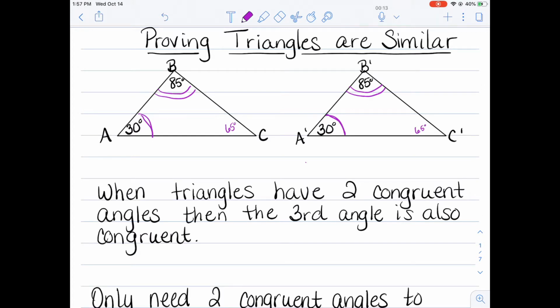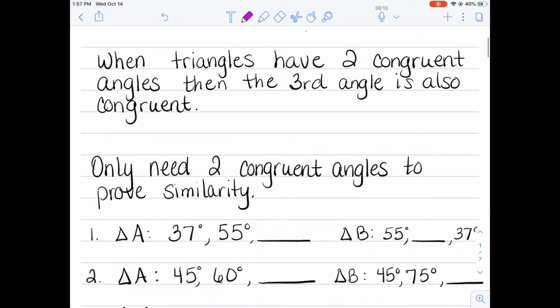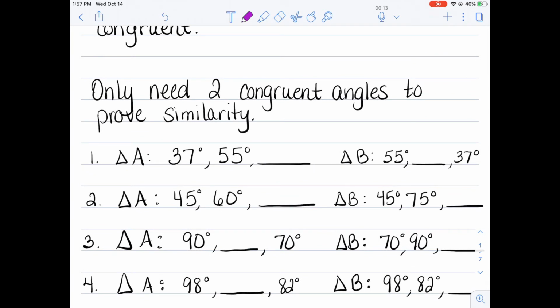So just looking at angles can help us prove whether triangles are similar. So we only need two congruent angles to prove similarity. So let's look at some examples. So we got example 1 here. Triangle A has a 37 degree. Triangle B, see, does it have a 37 degree? Yes. Triangle A has a 55 degree and triangle B has a 55 degree.